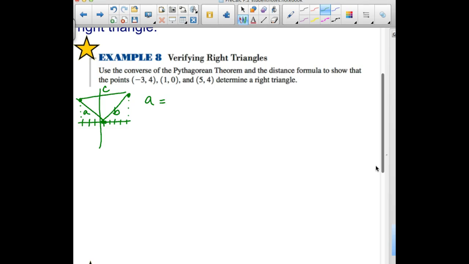So for A, we want the distance between these 2 points, the first 2 points in my list. So we are going to use our distance formula, subtract our x's, squared, subtract our y's, squared. Simplifying, we have -4 squared, which would be 16. Here we have 4 squared, which would be 16. Adding them, we get the square root of 32.